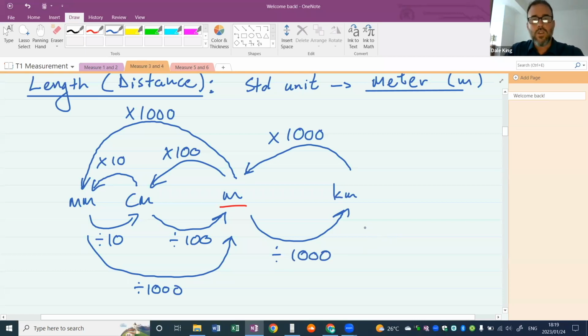Okay, so you could actually draw this diagram. You start with the standard unit, which is the meters, and then you can go smaller and times, or you can go up to a bigger unit and divide.